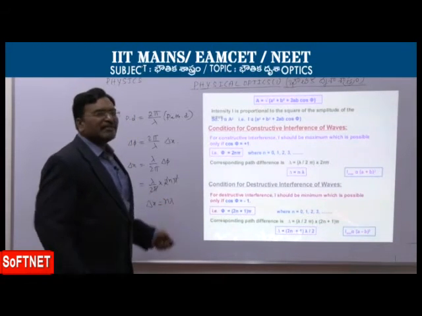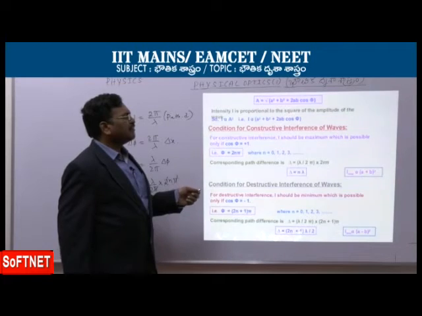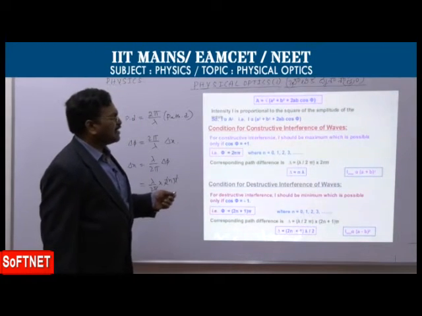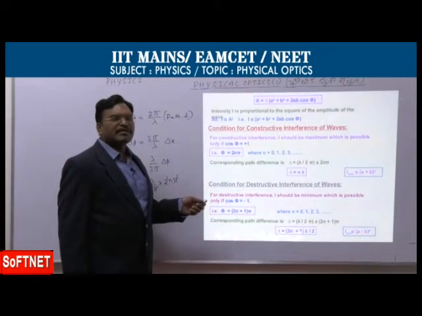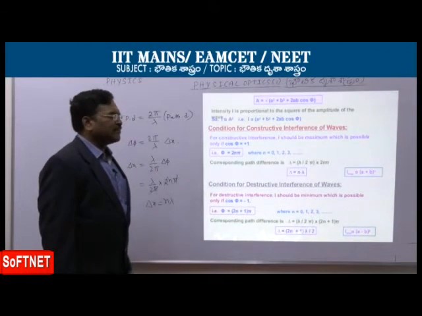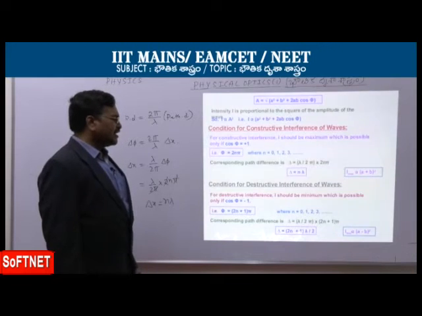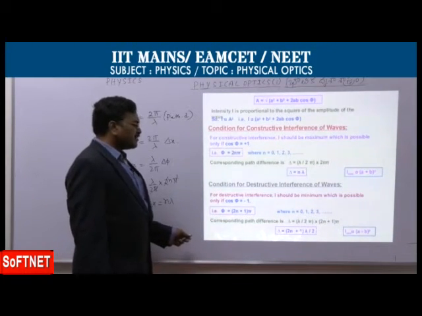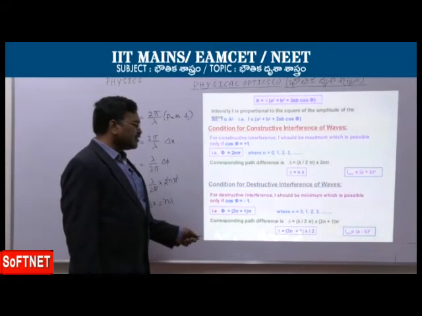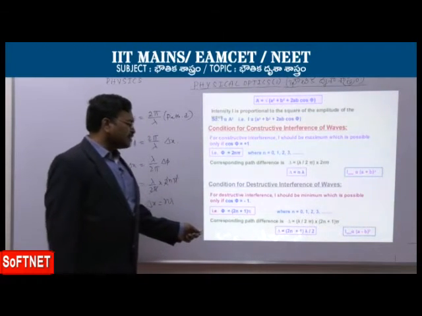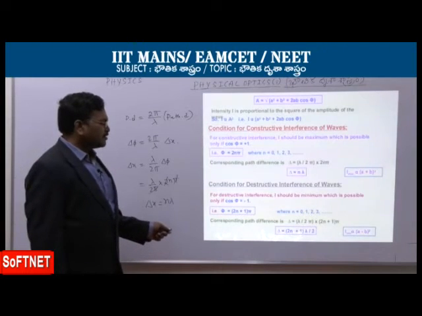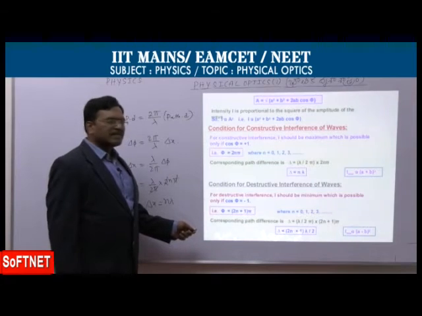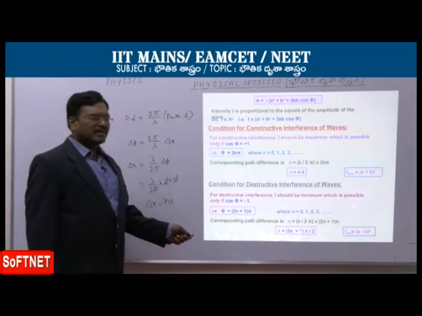Now, what is the minimum value of cos from this formula? Here I is proportional to a² + b² + 2ab cos φ. When intensity is minimum, cos φ is minimum. What is the minimum value of cos? Minus 1. For which angle? 180 degrees. Cos 180 is minus 1. So we take φ equal to (2n+1)π. Here, substituting n equal to 0, we get π, and cos π is minus 1. That is why we write (2n+1)π, with n equal to 0, 1, 2, 3 and so on.